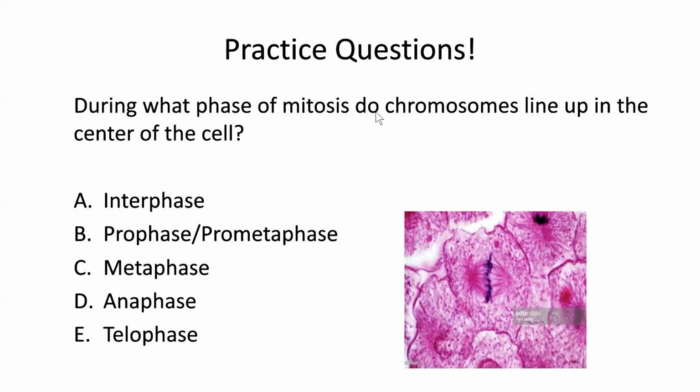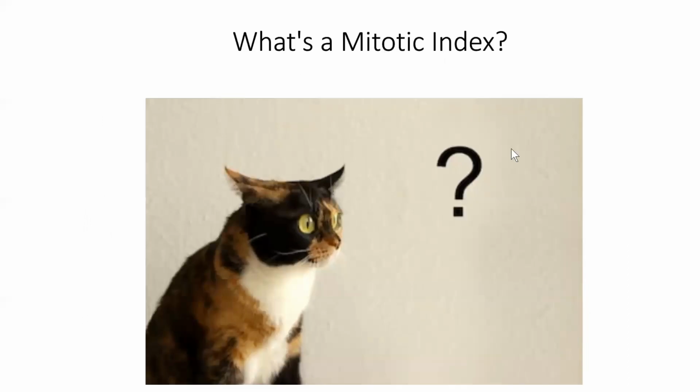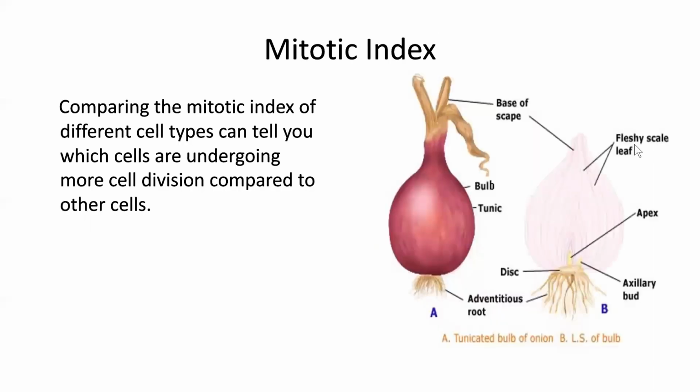During what phase of mitosis do chromosomes line up in the center of the cell? My favorite phase. And that's metaphase. Metaphase for middle. Chromosomes are lined up in the center of the cell. All right. So now our second question of this lecture is, what is a mitotic index? And the answer is, a mitotic index is a way to compare how much mitosis a cell is doing.